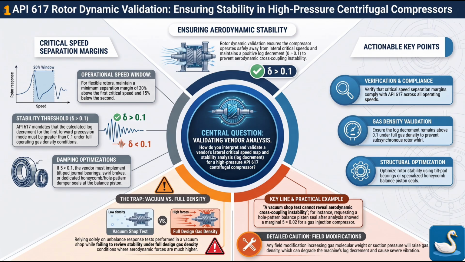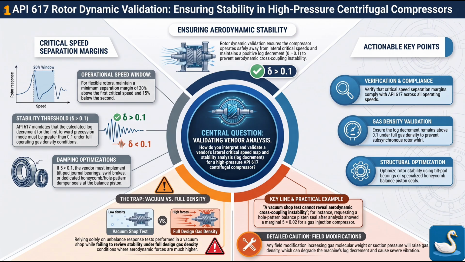For flexible rotors operating above their first critical speed, the operational speed window must maintain a minimum separation margin of 20% above the first critical speed and 15% below the second critical speed. I often see engineers treat those numbers like administrative checkboxes. But they aren't, are they?